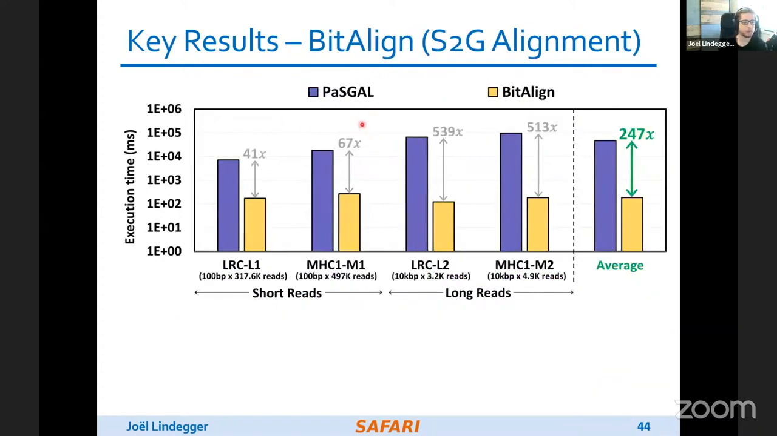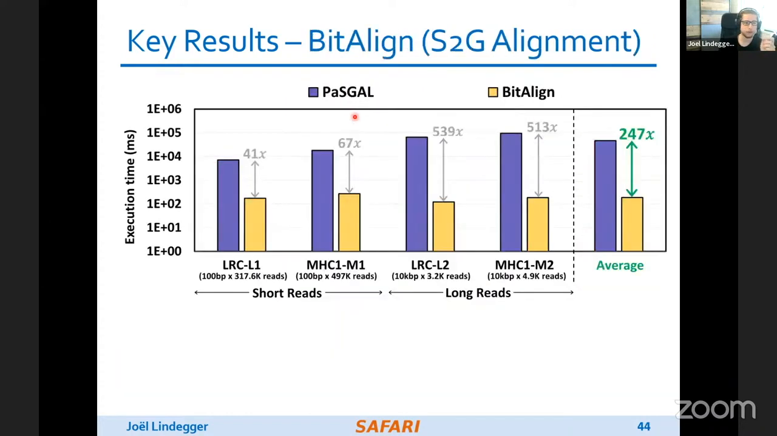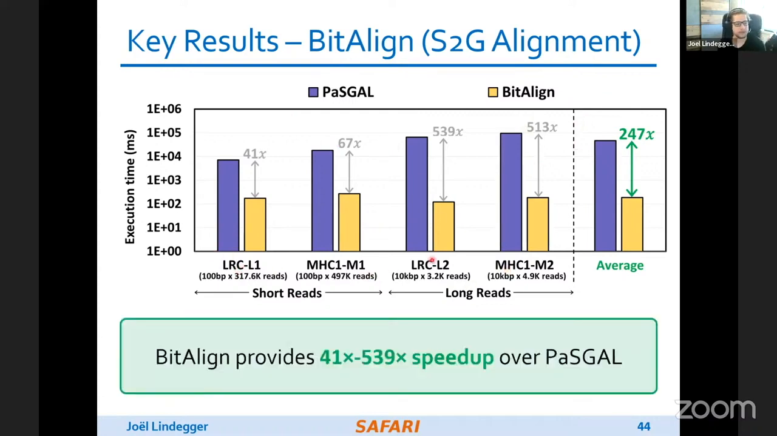Then we also compare to Pascal. These previous baselines are for sequence to graph mapping. Pascal can only do alignment, so sequence to graph alignment without any kind of seeding, for example. So we just compare Pascal with the bit-align accelerator. And you observe here that for both short and long reads, bit-align provides significant speedups over Pascal.